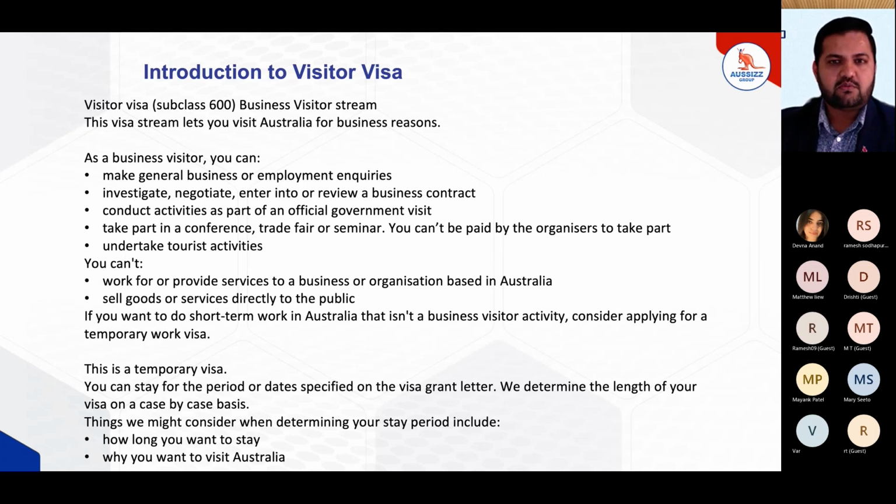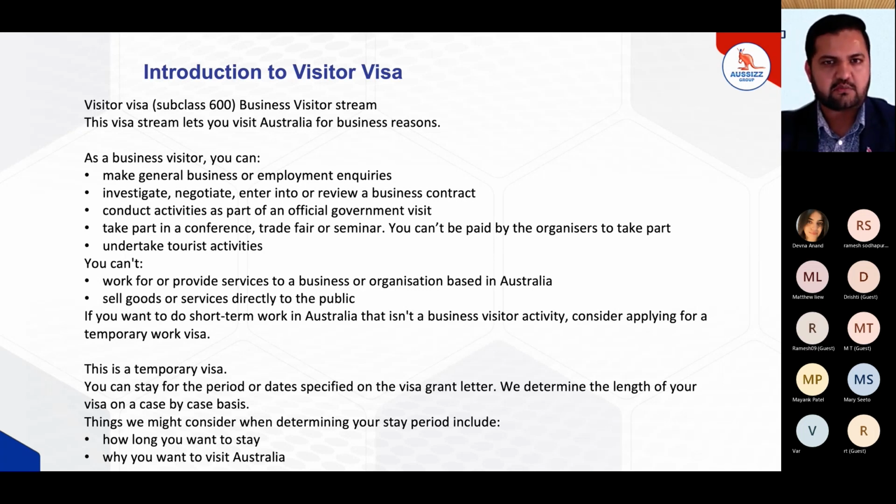This is purely if you want to be part of any big trade fair, big conference, government visit, or normal business meetings for any kind of arrangements, then you should be applying for this particular visa. If you want to work in Australia, then this visa is not for you.